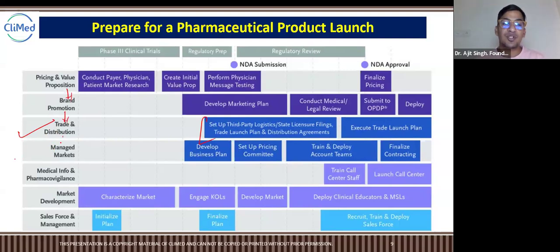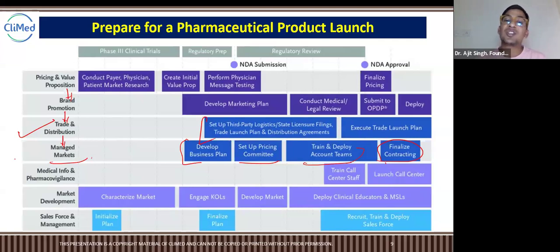So trade and distribution, then after that it goes to the market, right? Pricing, brand promotion, trade and distribution. They have to manage the market. They have to develop the business plan, set up the pricing committee, train and deploy the account teams. Final contracting means contracting with all the people, like the local retailers, bulk retailers, and distribution centers, or the specific marketing people. Because some drugs are not marketed directly by the manufacturers.